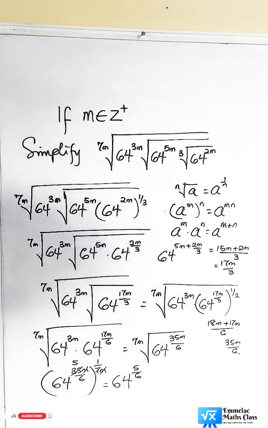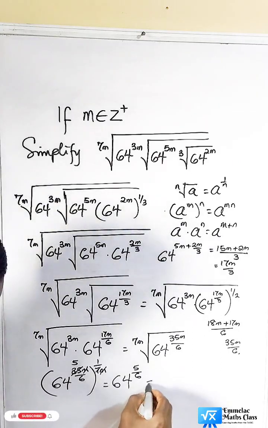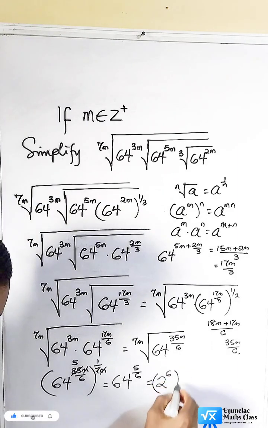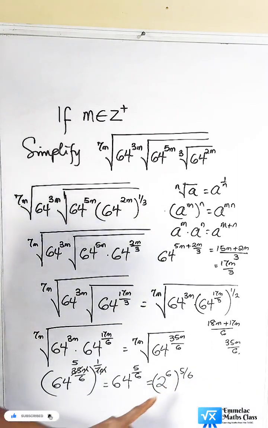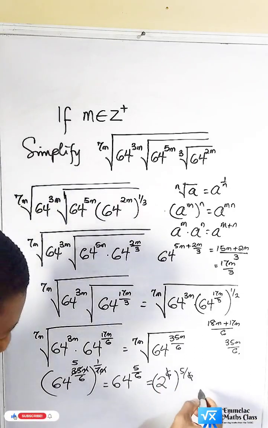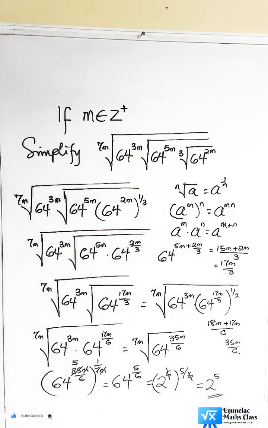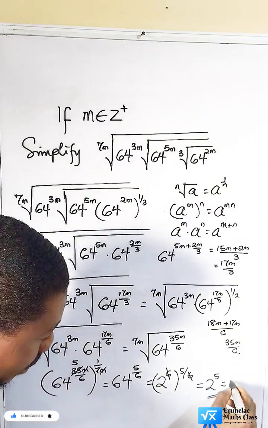6. Now, if we tend to reduce 64 to the base of 2, we end up having 2 raised to the power of 6, raised to the power of 5 all over 6. And that's because 2 raised to the power of 6, that's 2 multiplied in 6 places, will give us 64. Then 6 remains 6 here. We end up having 2 raised to the power of 5 as the final answer, which also ends up becoming 32.